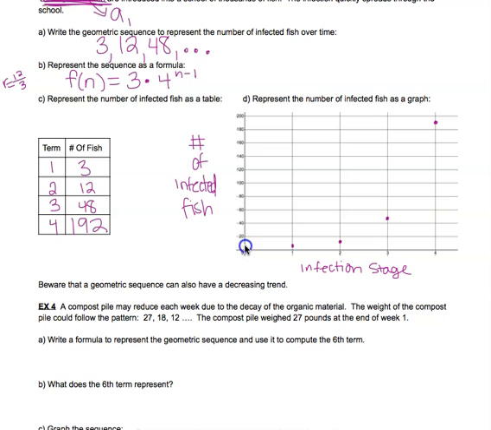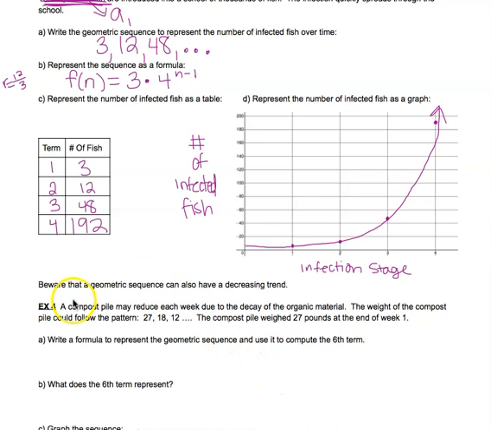be careful that you pay attention to directions, because there are sometimes where we want the graph to be discrete, in which case we wouldn't connect. But in this case, since we see the pattern continuing, we probably would do that.